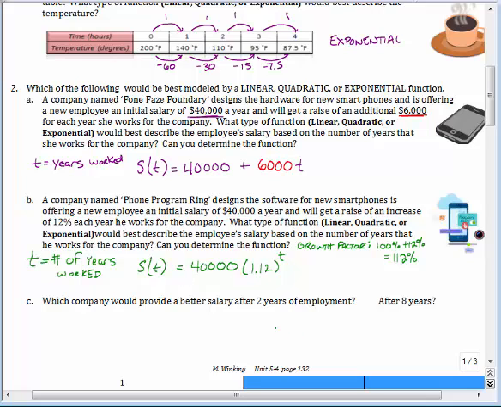It says which company would provide a better salary after 2 years of employment. Well, we can figure that out for each of these. I think I want to change the name of this one so it's something different. Let's call this one money, M of t, so I have different labels for my functions.